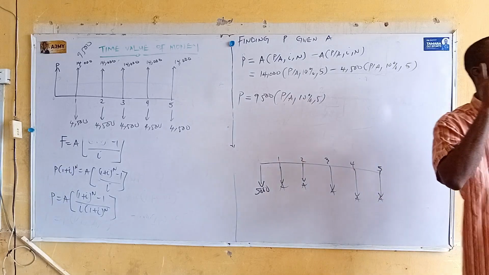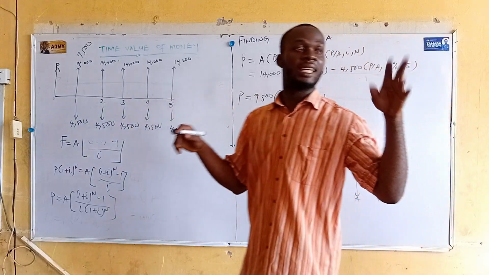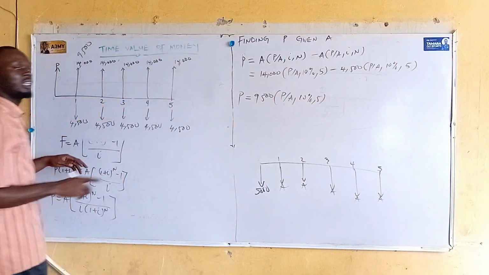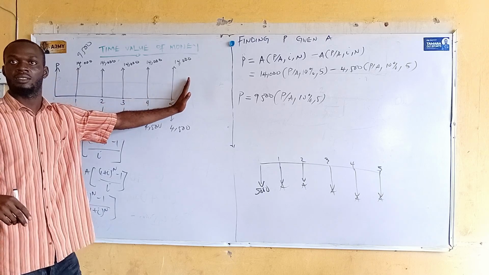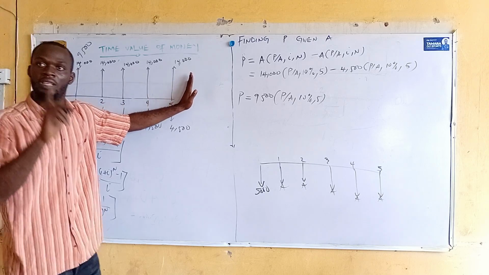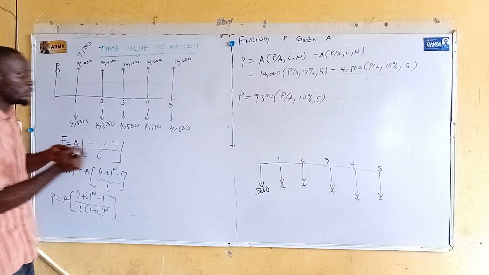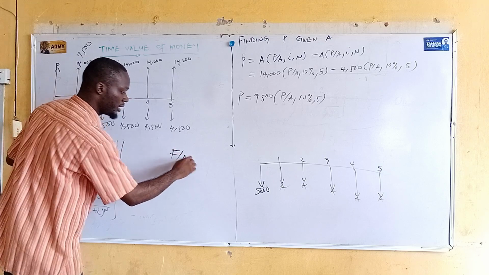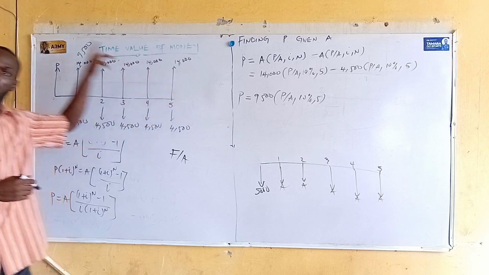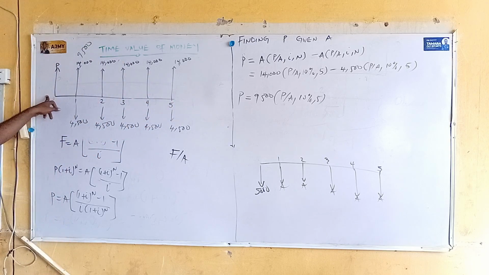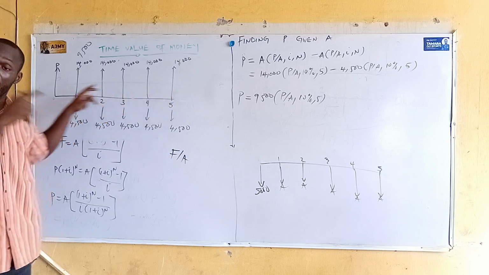And that method, let's look at another method. What you can do is find the future worth of all this money in 5 years. Once you find it, you take that single value down to the present. You find F giving A. Now find the value of that money. That is present giving future. Find present giving A.